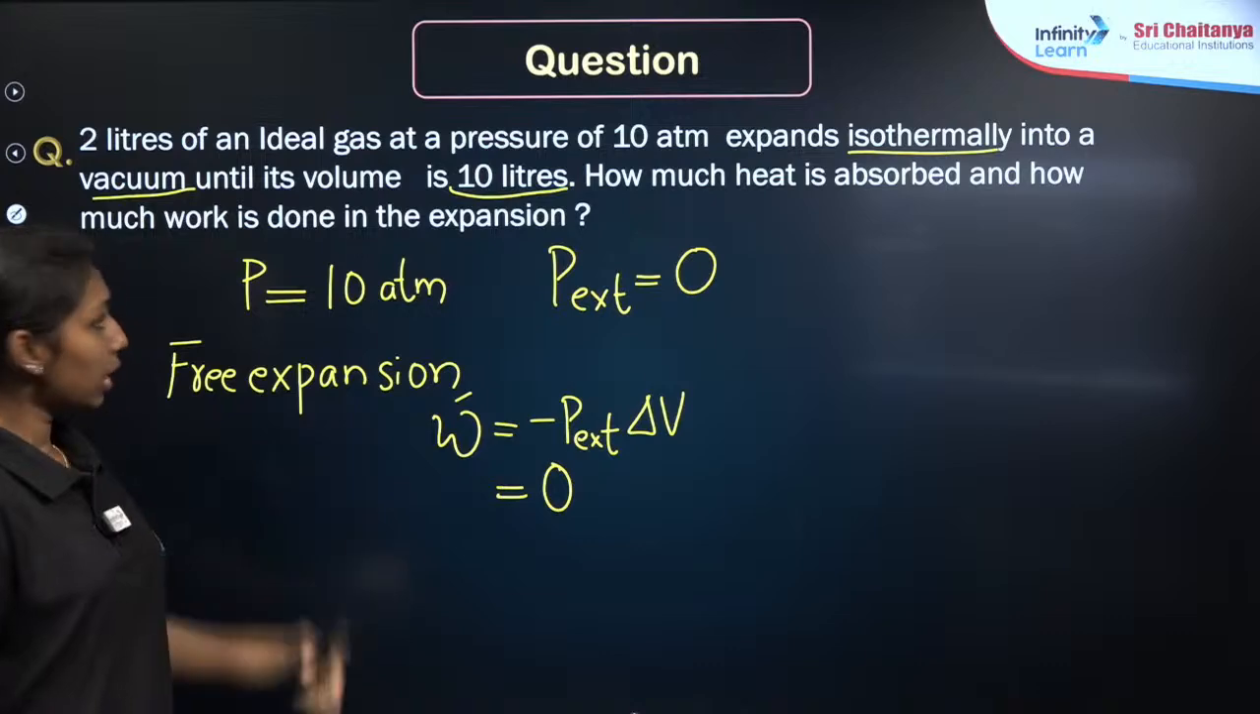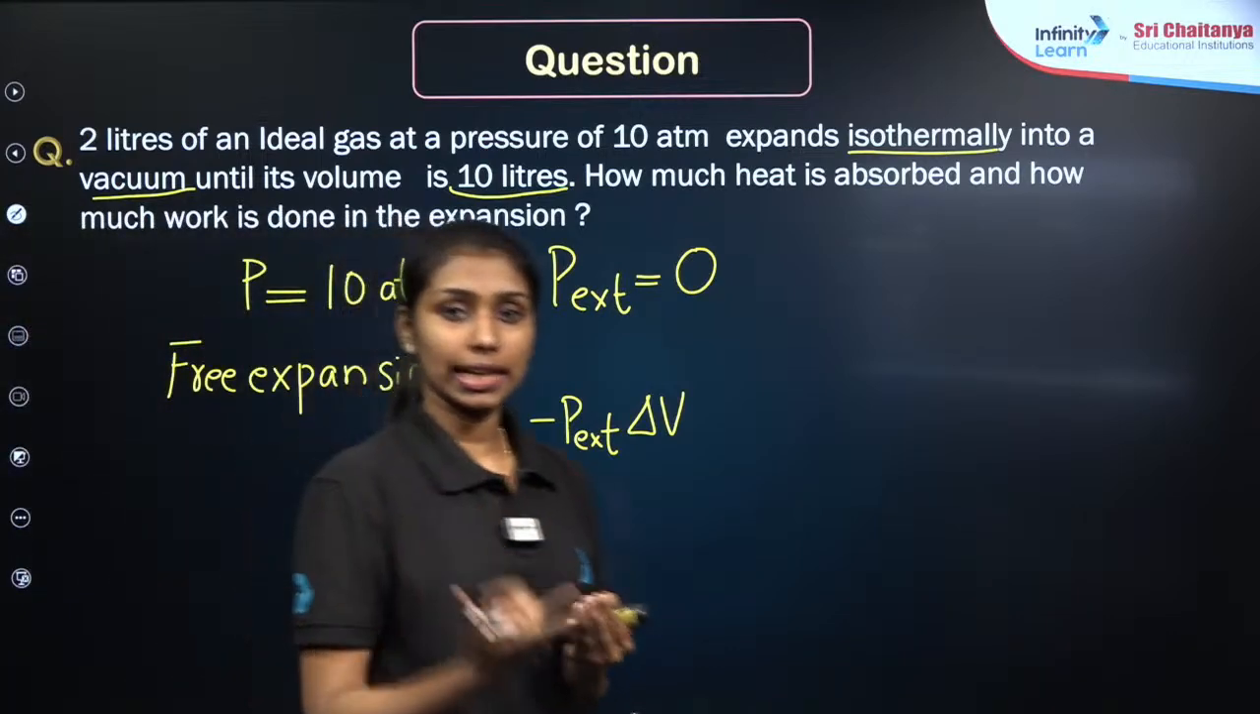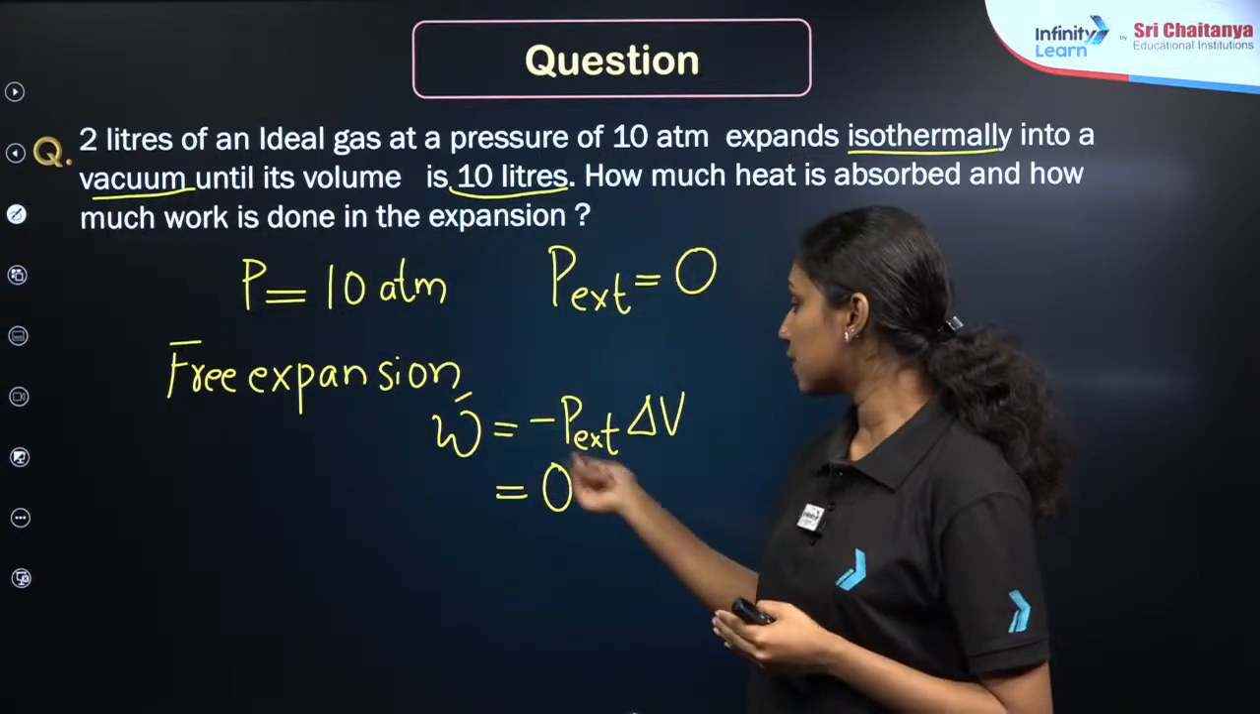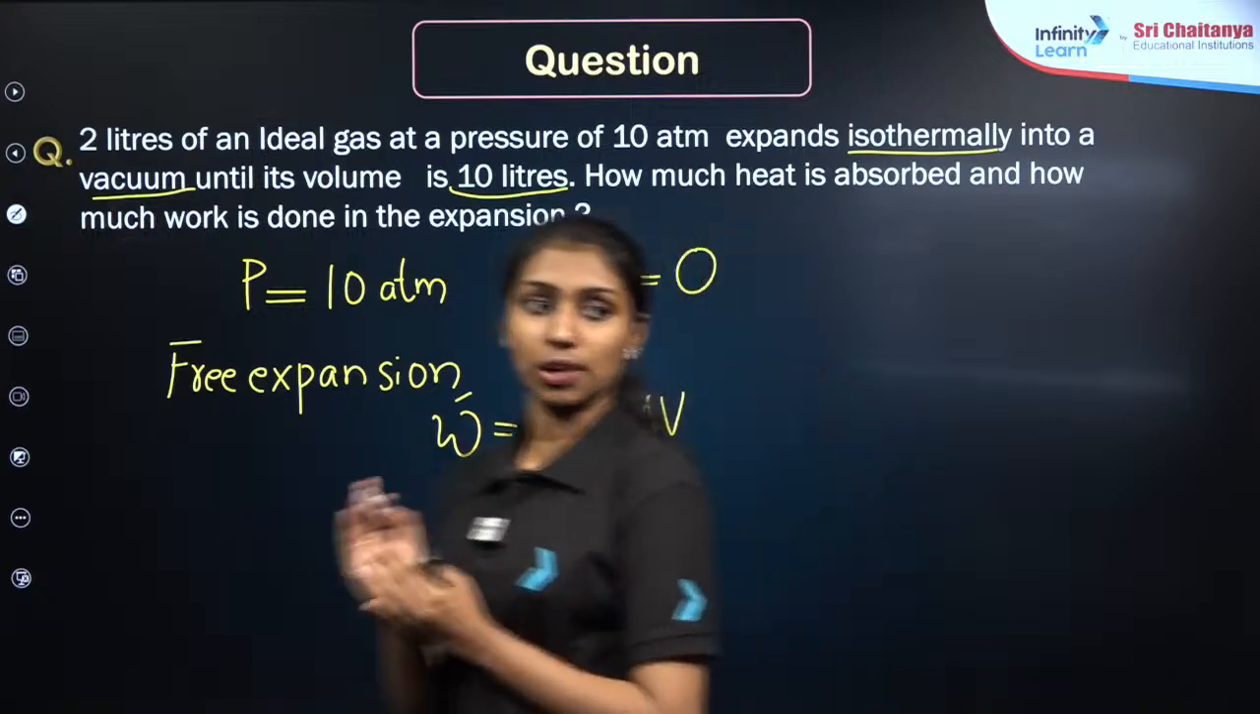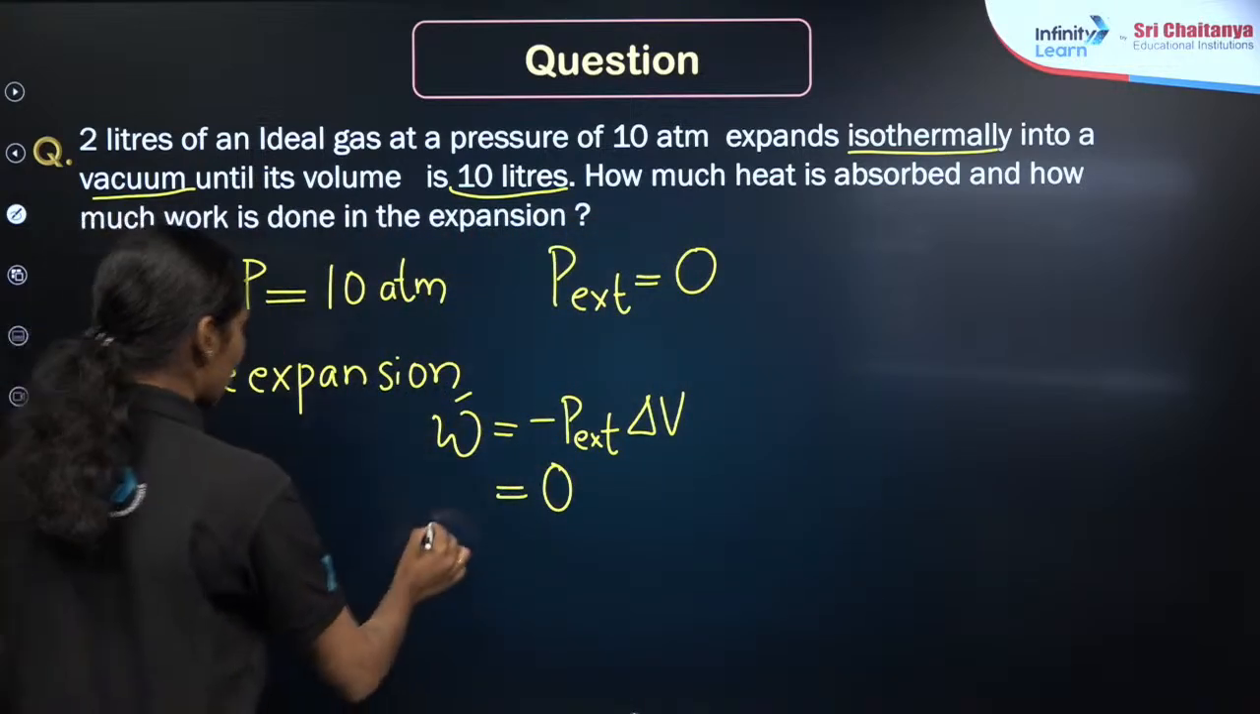So we can say that generally heat will be the negative of work done. Here already work is given as 0. So heat absorbed should be 0 here. Heat absorbed should also be 0.